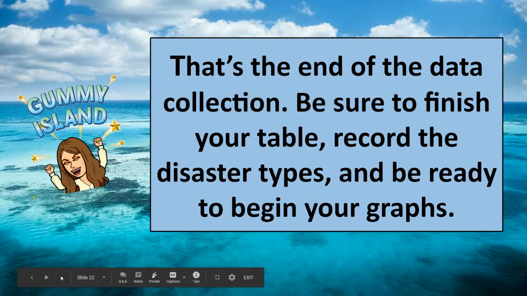So that's the end of the data collection portion. You're going to finish your table. Make sure you recorded your disaster types. Those were gale force winds, giant hail, water wall, and volcanic eruption.